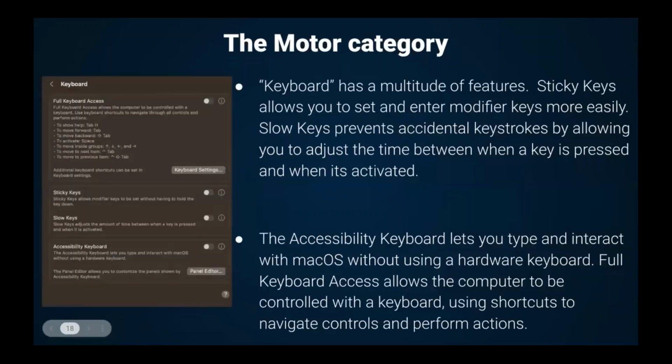Keyboard has a multitude of features. Sticky keys allows you to set and enter modifier keys more easily. Slow keys prevents accidental keystrokes by allowing you to adjust the time between when the key is pressed and when it's activated. The accessibility keyboard lets you type and interact with macOS without using a hardware keyboard, which is the physical one. Full keyboard access allows the computer to be controlled with a keyboard using shortcuts to navigate controls and perform actions.